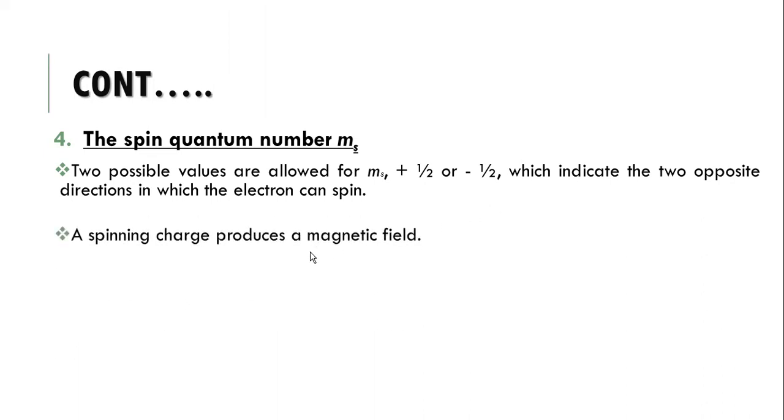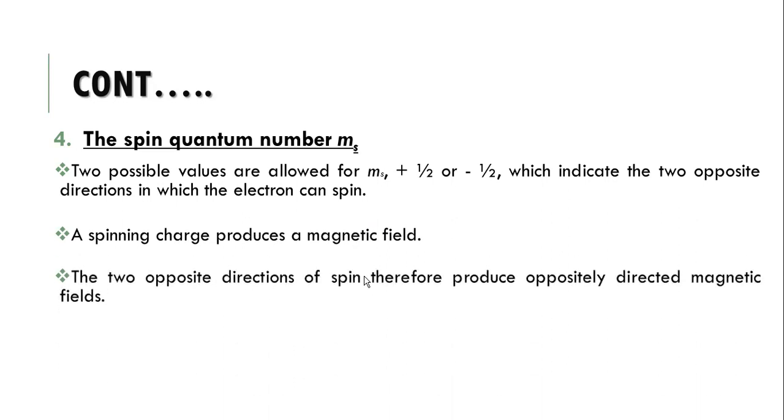From this, a spinning charge produces a magnetic field. These two opposite directions of spin therefore produce oppositely directed magnetic fields. So here we are just talking about the positive or negative spin of the electron. It's always the opposite direction. Therefore, it is able to create the magnetic field. Those magnetic fields are also directed in opposite directions.